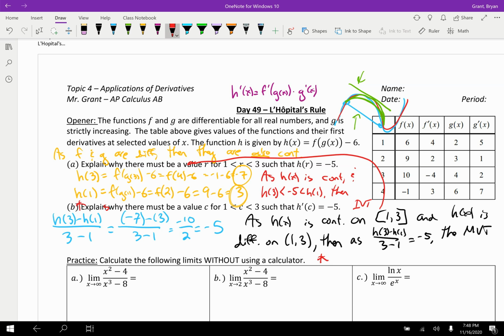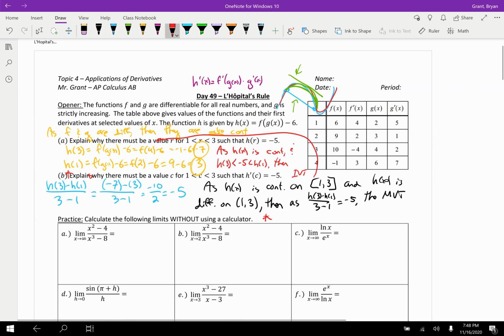So using that MVT definitely comes up. It'll come up once a year on the AP exam, almost always does. Be ready for it. It is the 4th of our 5 total theorems. However, that has nothing to do with today, so let's go ahead and jump into our new rule for today.